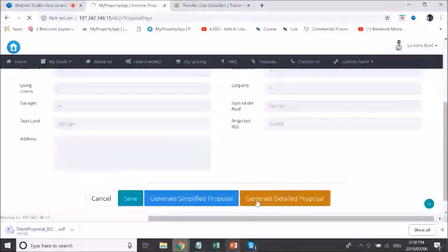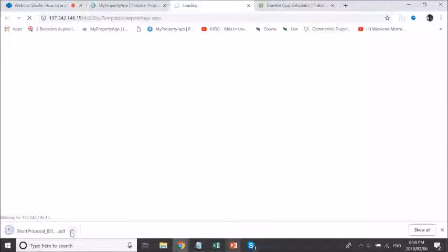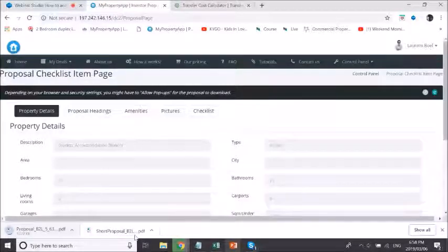Okay, and you can see here at the bottom left, the short proposal is now starting to download. And the long proposal, the more detailed proposal, is now also starting to generate itself. And there it is, it's starting to create. So let's have a look at the short proposal quickly.